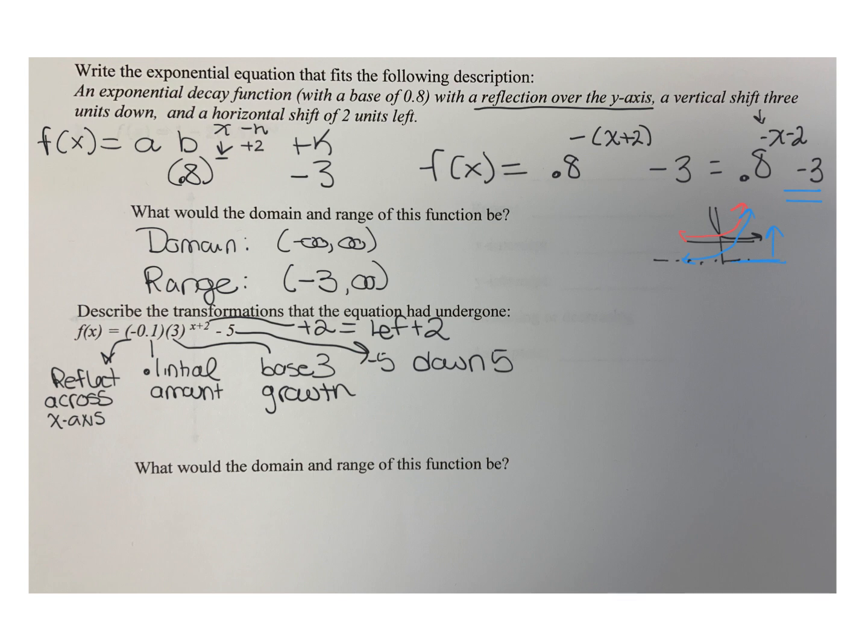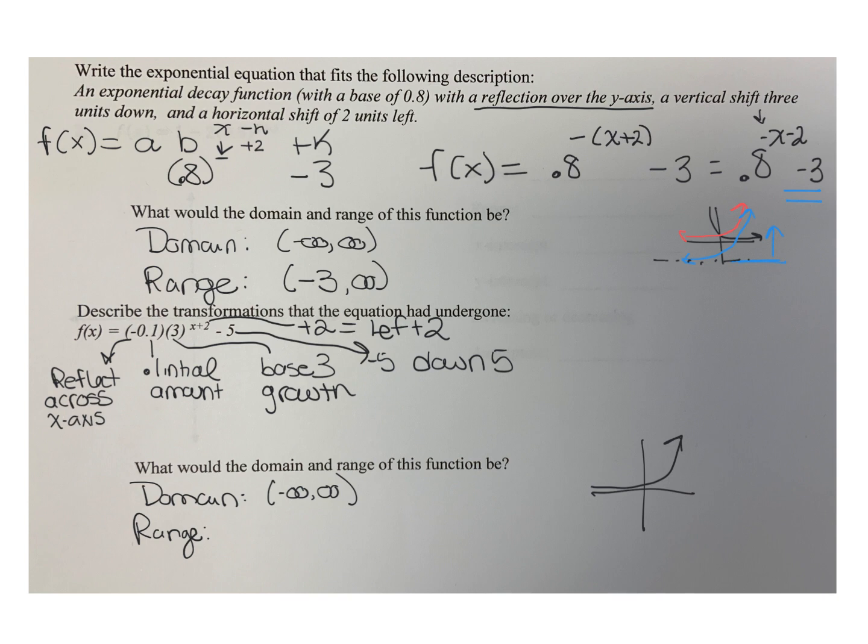Okay, again, what would the domain and range be? So my domain, now be very careful. We can do this. My domain is going to be negative infinity to infinity. My range, let's see what happened. Let's just go through these steps. So it was a growth graph, so it looks like this.